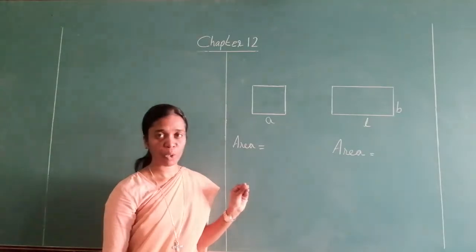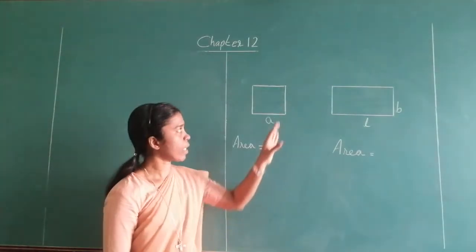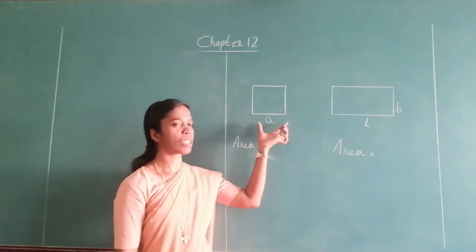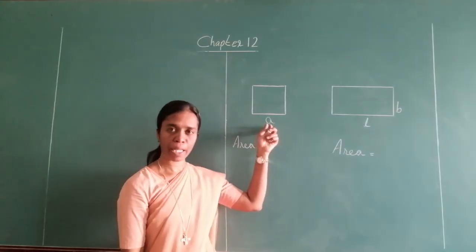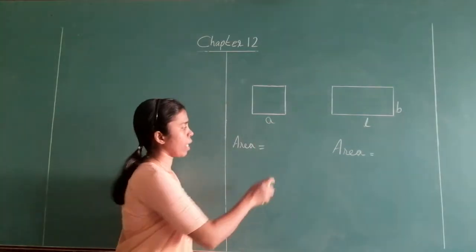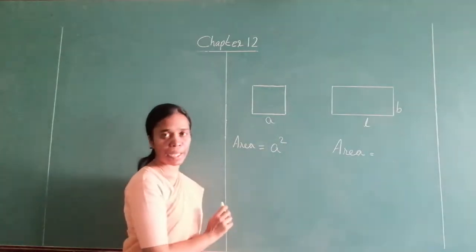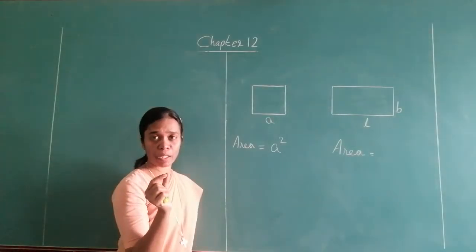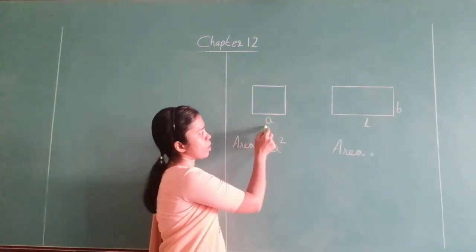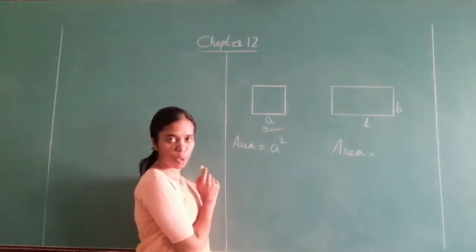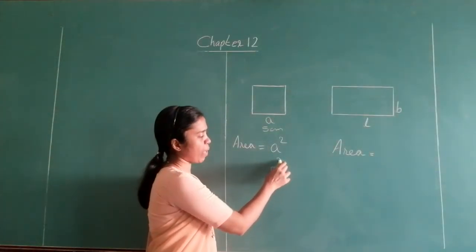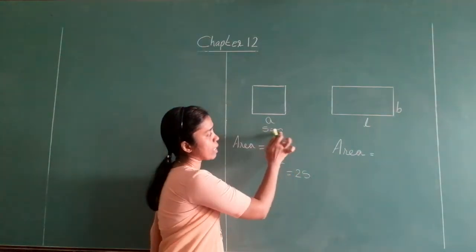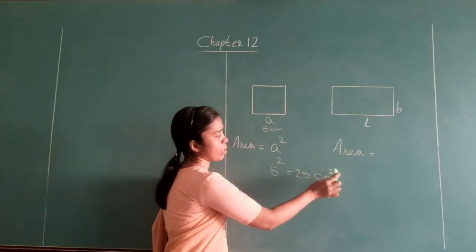Now, we are going to talk about area. As I said, area is the entire space occupied. So, area of a square with side a is a square. And the unit will also be squared. Suppose the side is 5 centimeter. Then the area will be 5 square. How much is 5 square? 25. This is centimeter, it will be centimeter square.